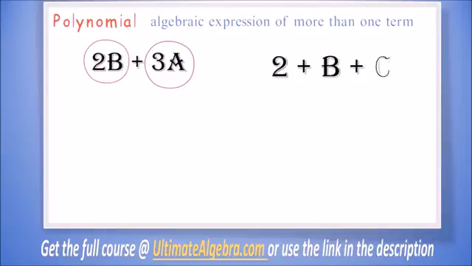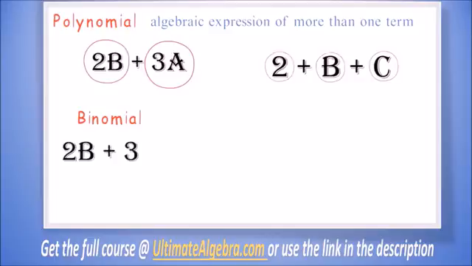2 plus b plus c is also a polynomial. There are three terms, 2, b, and c. A polynomial of two terms is a binomial. Example, for 2b plus 3a, we have exactly two terms. Therefore, it is a binomial. Also, 5x plus 4y is a binomial because it has two terms.